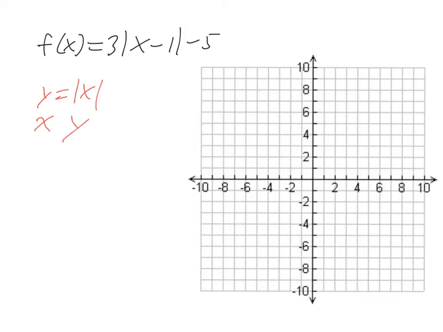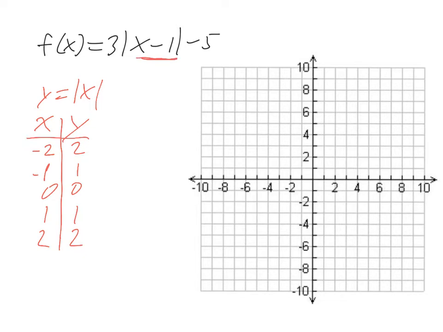You should be able to generate a quick table of values. You should know that parent function quickly and easily: x values of negative 2, negative 1, 0, 1, and 2, and the y values are 2, 1, 0, 1, and 2. So you should have that kind of familiarity with the parent function. And now what we're going to do is identify the transformations.